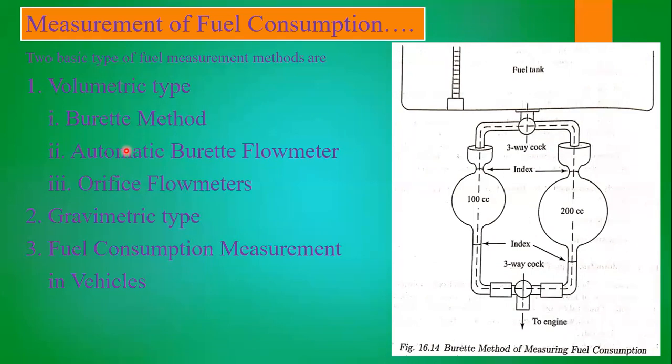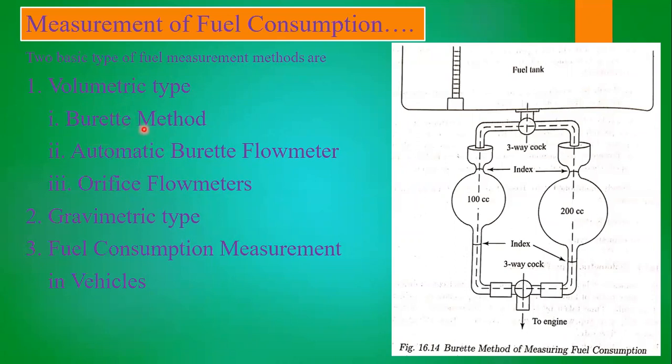In that volumetric type, in any of these three methods, first of all we will send some known quantity of fuel, and we will record the time at the start and stop of the engine. That means how much time it has taken to consume the whole fuel, we will record that time. The volume we already know, and the time taken we will get from the records. So that is the method to find out the fuel consumption of the engine. In all these three methods, I said already how to find out the fuel consumption.